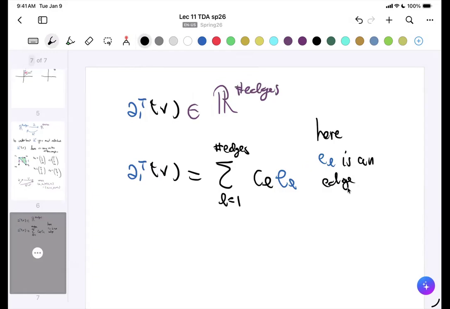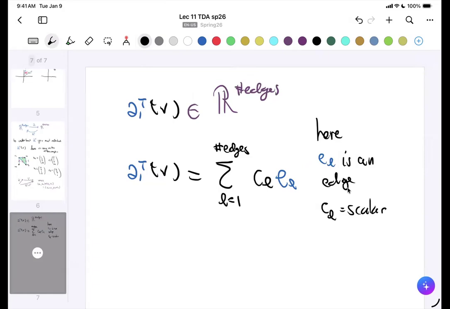And c_l, when it's a linear combination, there is some scalar, the coefficient. So c_l is just a scalar. Is that okay? So far, so good.